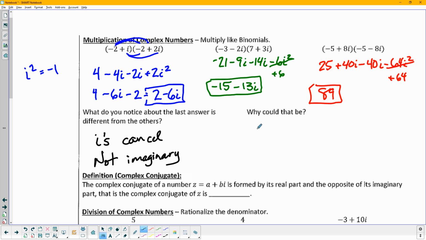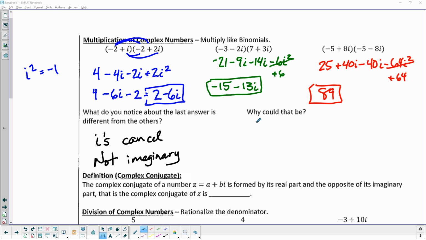Well, it's somewhat like a difference of squares. If you remember that from your, or sorry, not difference of squares. I apologize. Hold on. Sorry about that. I had to answer a phone call.